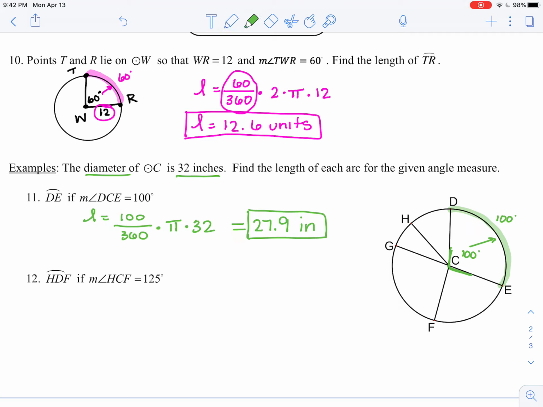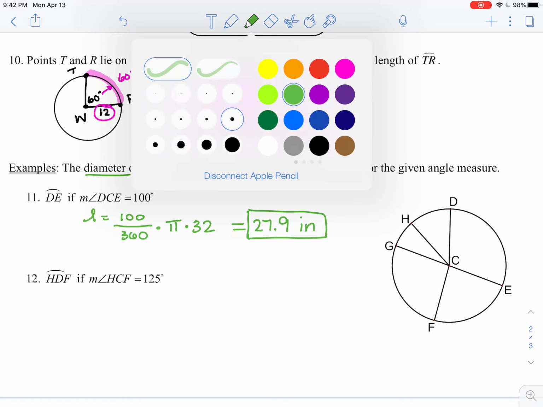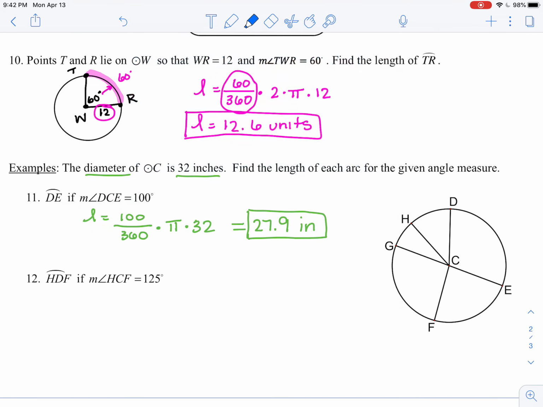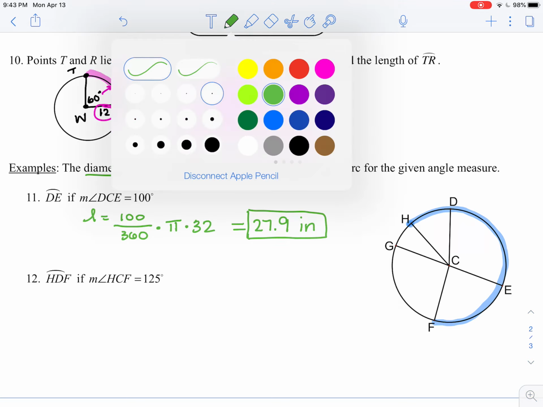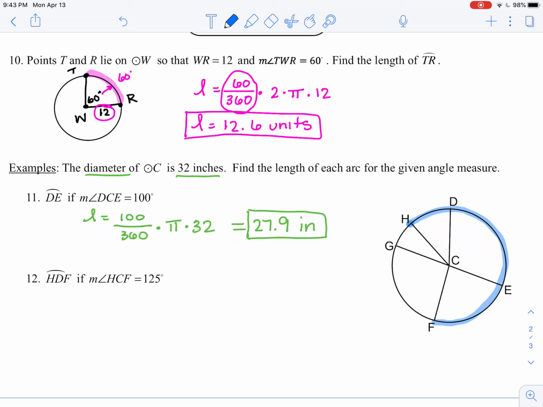In our last question, we're asked to find the measure of arc HDF. So arc HDF is going to be a major arc, bigger than 180 degrees. So if I start at point H, go around the circle, I pass through point D, and then stop down here at point F. So I'm looking for the measure of this large arc. If the measure of angle HCF, so angle HCF is here, is 125 degrees.